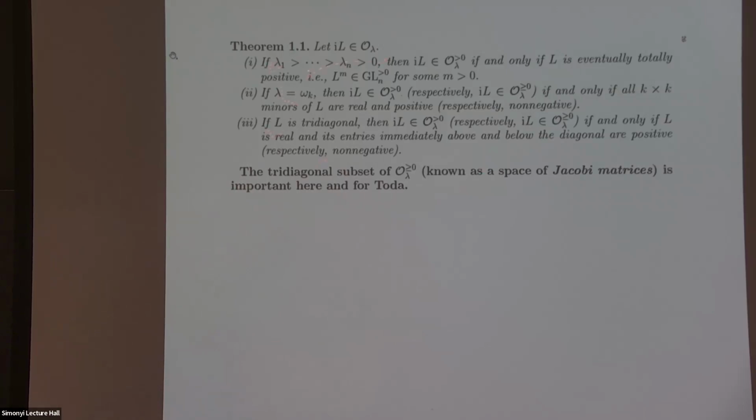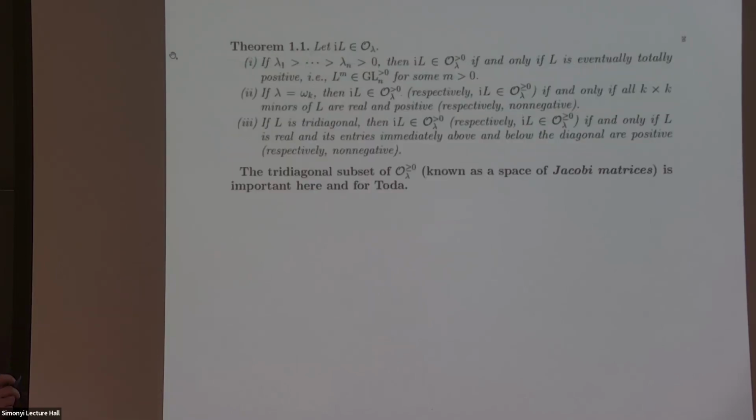So let's suppose that lambda 1 is greater than ... lambda n, which is greater than 0, and iL is an element of one of these positive orbits. You can see that iL is in this orbit if and only if L is eventually totally positive. So L to the m is in GL_n greater than 0 for some m greater than 0. So that's one result. If lambda is omega k, that's the Grassmannian case, then you can check that iL is totally positive if and only if all the k by k minors of L are real and positive. So that's sort of a special case. You need fewer minors in some sense if it's the Grassmannian case.